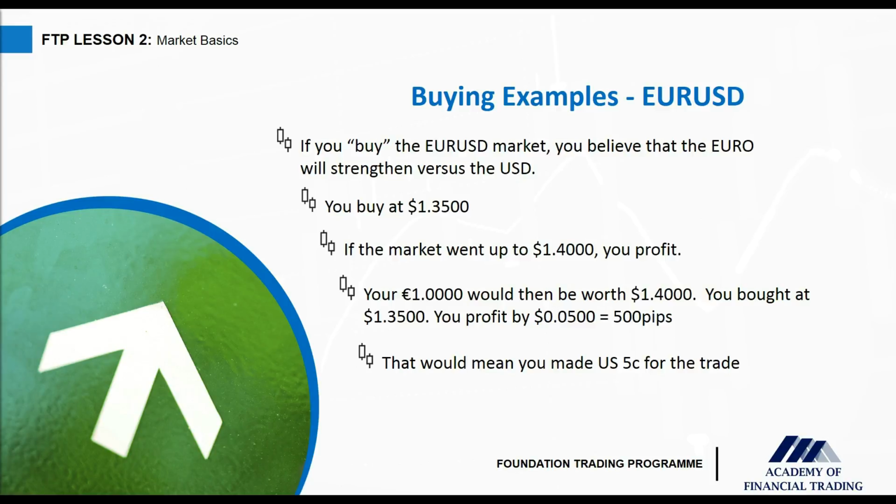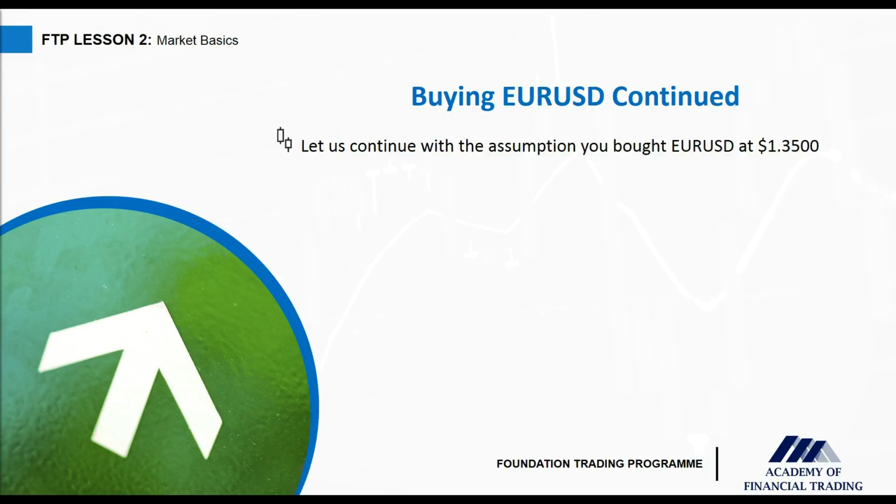Who's got the champagne? But let us continue with the assumption that you bought it at 135. And then the market fell to 130. Well, now we're not such a big shot anymore. This is why we don't get the champagne, because we've fallen by a certain amount of pips. How much of a loss do we have here?